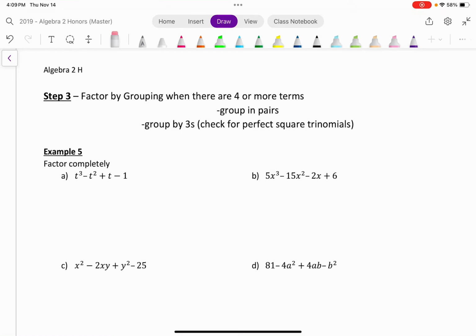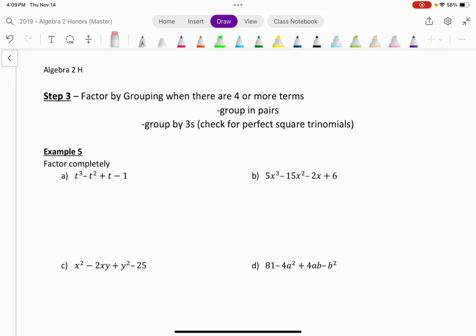So step 1 was to factor out the GCF. Step 2 was to look for special products. Step 3, if there are 4 or more terms, we're going to look to factor by grouping instead. Sometimes we group in pairs, sometimes we group in threes, sometimes it's 3, 2, 1. We just have to play around and look. There's some tricks to finding each of these.